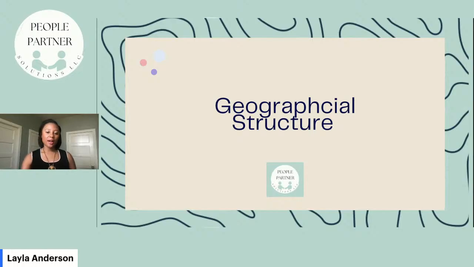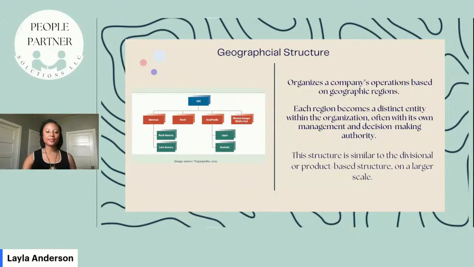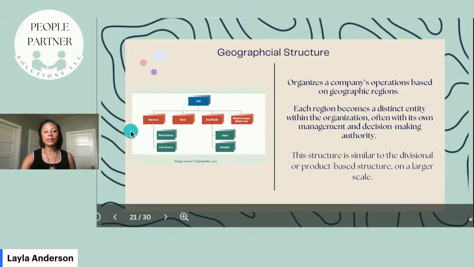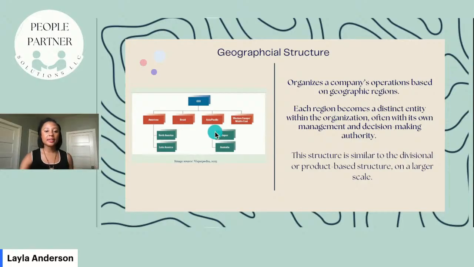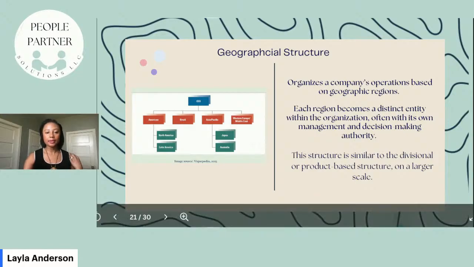So let's talk about a geographical structure. The geographical structure, unsurprisingly, organizes the company's operations based on geographic regions. Each region becomes a distinct entity within the organization, often with its own management and decision making authority. This structure is similar to the divisional or product based structure, but on a much larger scale. As you see, we're talking about our own organizations in the Americas, Brazil, Asia Pacific, Western Europe, and each is going to function almost autonomously.